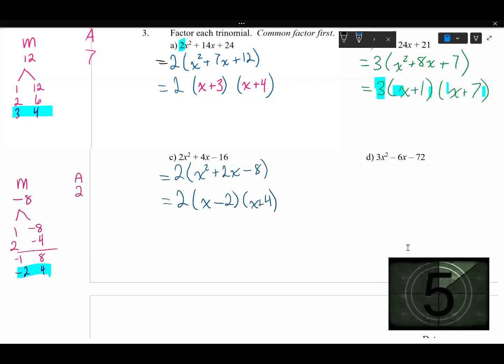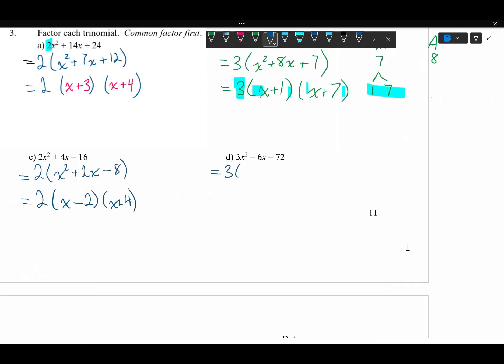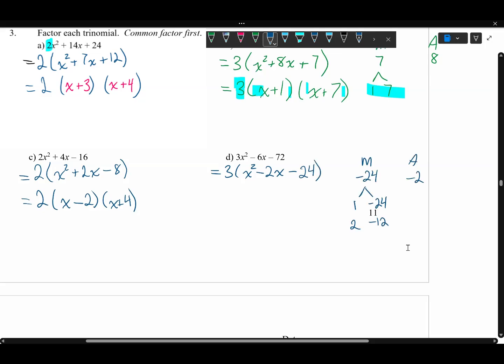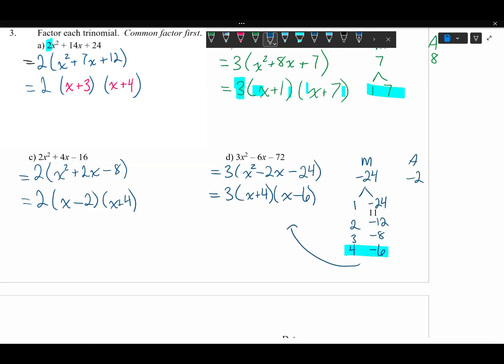Good, here we are with 2C. Now I want you to try and handle 2D. Good, nice and straightforward.